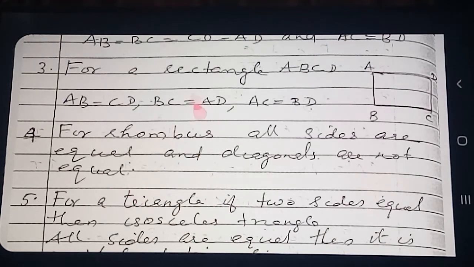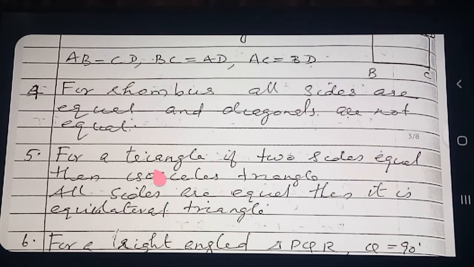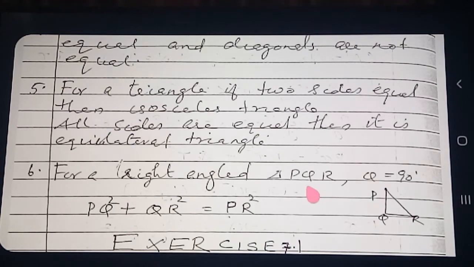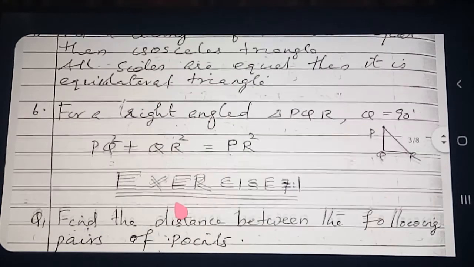These properties, just simply note down and keep; we will apply them in different sums. Next, for a triangle, if two sides are equal, it is called isosceles. If all the sides are equal, we call it equilateral. We will prove this in each sum. For a right angle triangle PQR, if angle Q is 90 degrees, then PQ square plus QR square is equal to PR square, and we call it a right angle triangle. Simply note these properties down and keep them; the teacher will explain them in each sum. Okay, so we can start with the exercise.